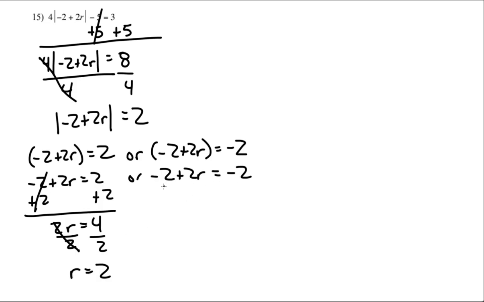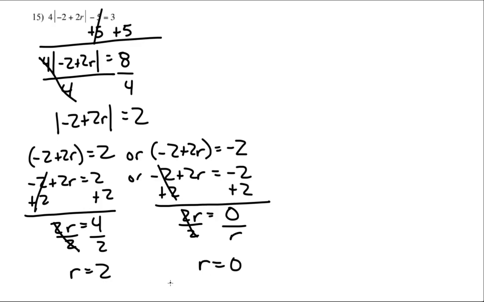But also, if I add 2 here, and if I add 2 to one side, I have to add 2 to both sides. By adding 2, that cancels, and I'm left with 2r equals negative 2 plus 2 is 0. So now if I divide both sides by 2, I end up with r equals 0. So my answer is going to be that r equals 2 or 0. Either of those will work for the absolute value problem we have here for number 15.